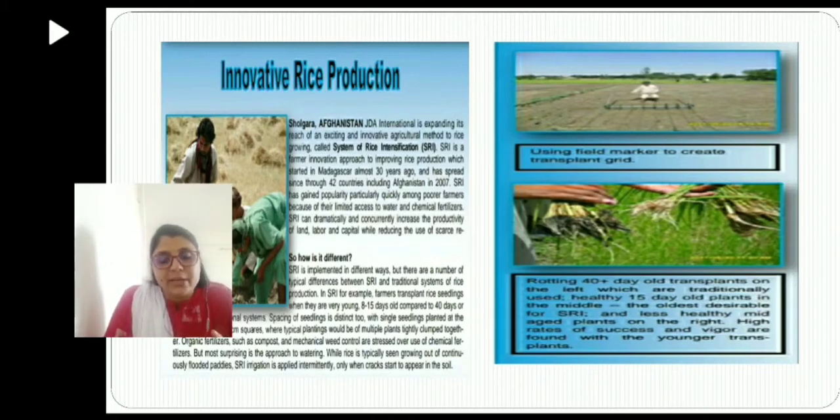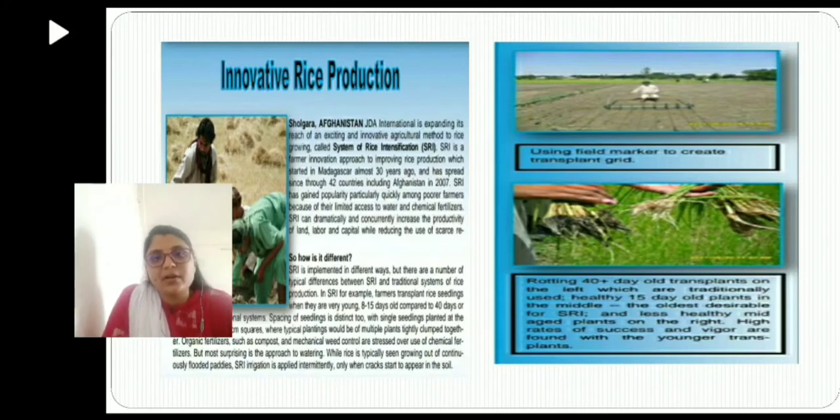So in minimum water, meaning where there is water scarcity, how can you get more rice production? That is the thing here. In the normal traditional method, 45 days are required before transplanting a rice plant to the field, but here only 8 to 15 days are required.